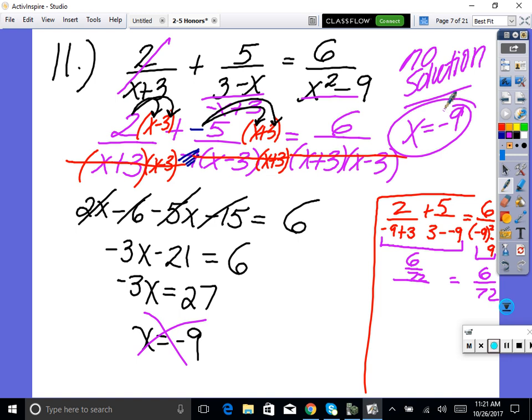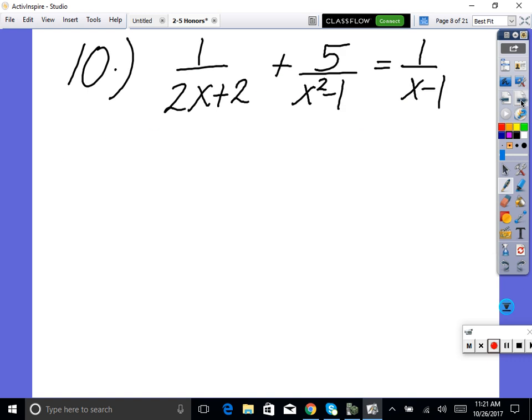Okay, questions? Do you want one more where you're going to have to get a least common denominator, or are you good? Do you want me to do 10, or are you good? Okay. Then everybody look at 10 with me.